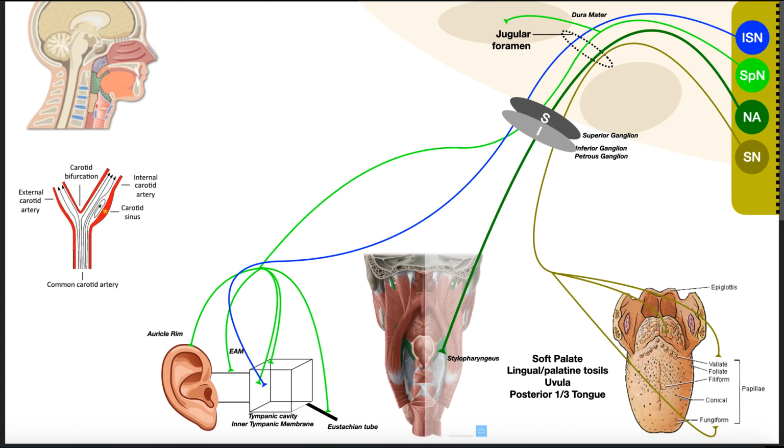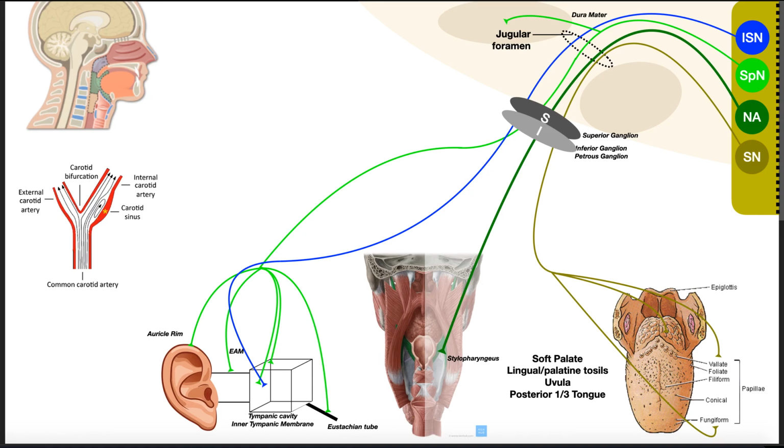The next pathway is a motor pathway that is fairly complicated, and it originates from this nucleus right here in the medulla called the inferior salivatory nucleus. So we have efferent motor fibers that come out of the inferior salivatory nucleus. They exit the cranium via the jugular foramen, pass through the superior and inferior ganglia right there, right? And they ultimately go to the tympanic cavity right here.